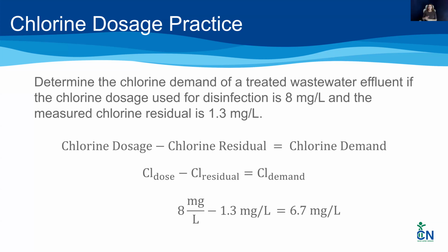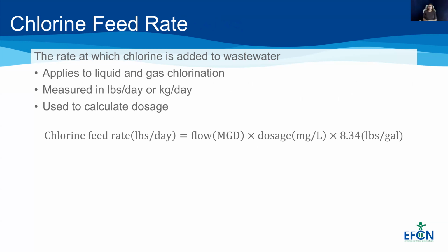So these problems are pretty straightforward. They're usually just addition or subtraction, and we just need to know which variables go where. So that's how we can calculate what our demand is, and that helps us project how much chlorine we may need to use in the future on different types of wastewater. Now, the other part of chlorine that's important to understand is our chlorine feed rate.